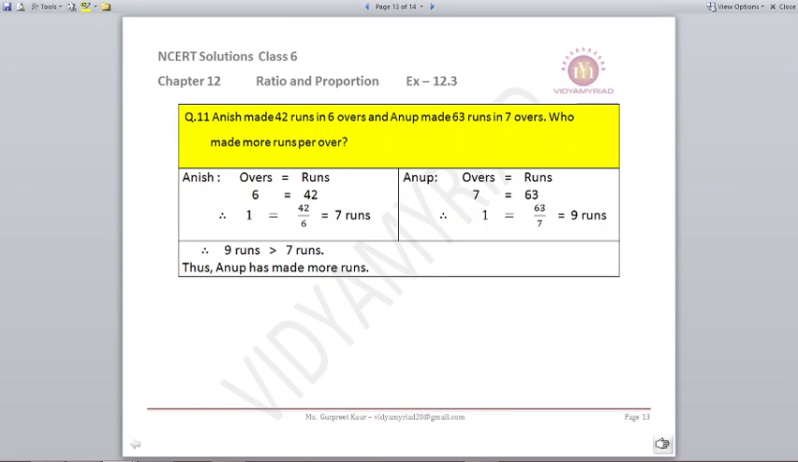Anish made 42 runs in 6 overs and Anup made 63 runs in 7 overs. Who made more runs per over? So we have overs and runs as two parameters. For Anish, in 1 over the runs were 7, that is 42 divided by 6. For Anup, the runs were 9. So 9 runs are more than 7 runs. So Anup has made more runs.